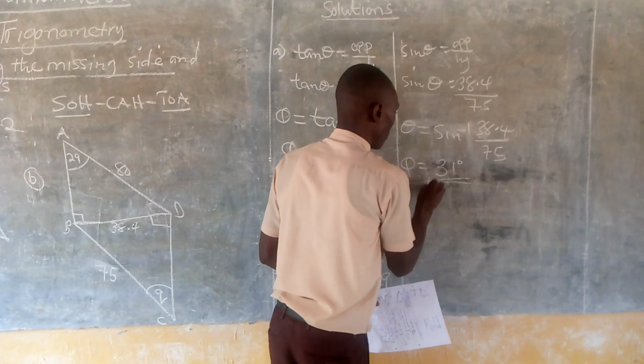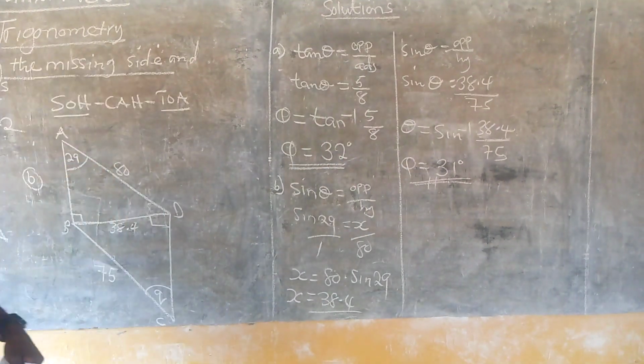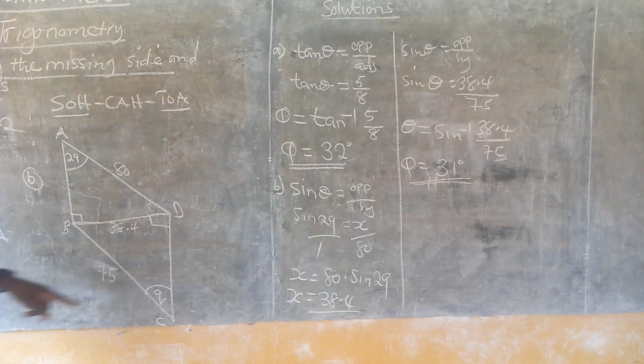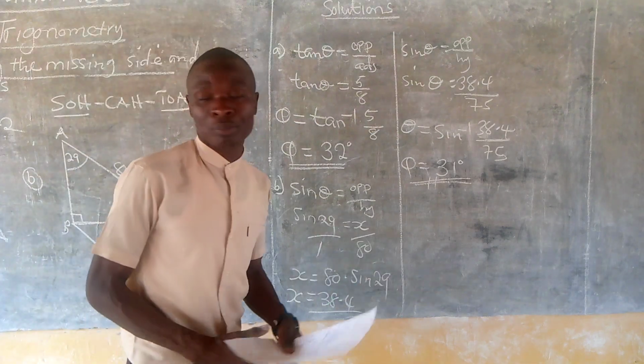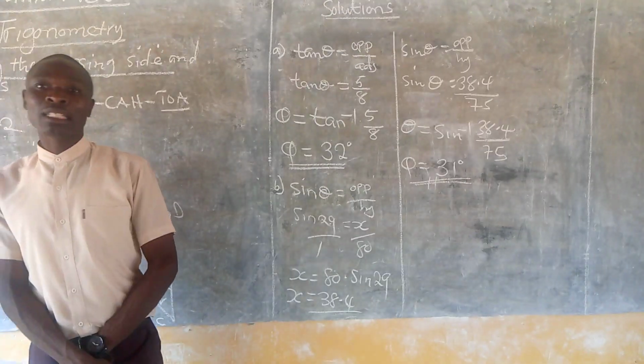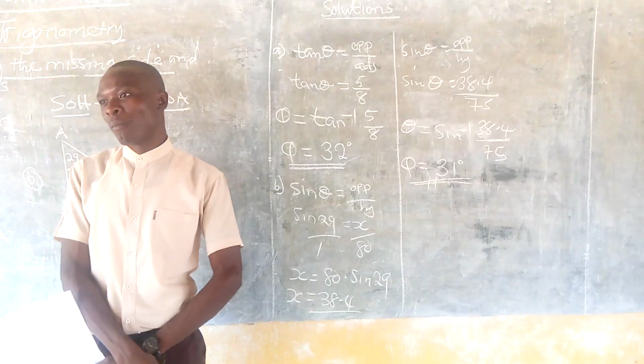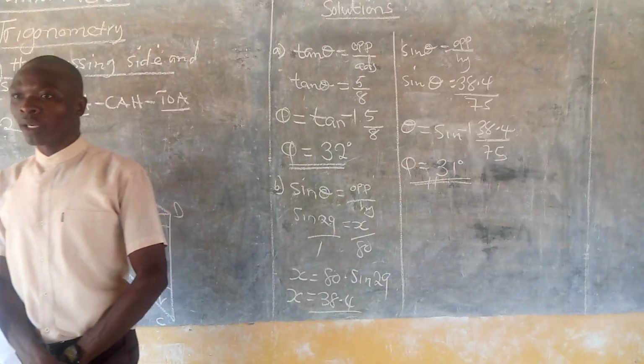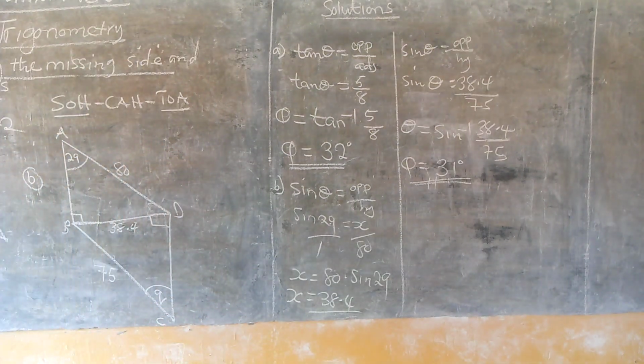Okay, so our angle here, our theta or our Q, is 31 degrees. Are we together? Anyone who is not clear on this one? If you are not clear, please let me see you. Okay, I believe and trust that you are all clear. So what remains now is to answer my exercise, right?